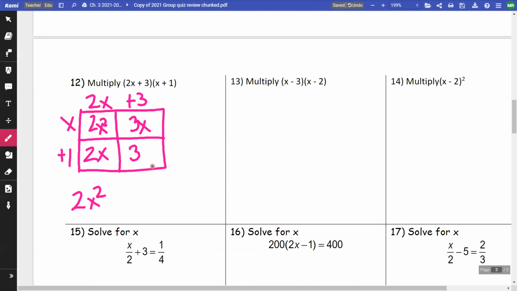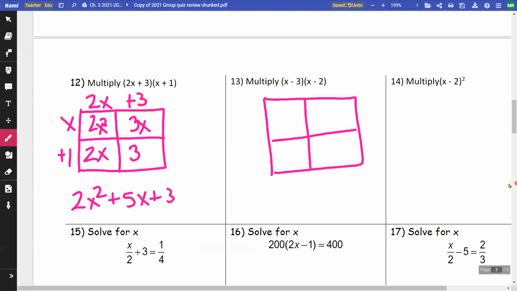So I'm going to have 2x squared plus 5x plus 3. That's my answer. Next one, I have 2 by 2, again because I have a binomial and a binomial. So x, and I'm going to put my minus 3 here, x, and I'll put my minus 2 here.